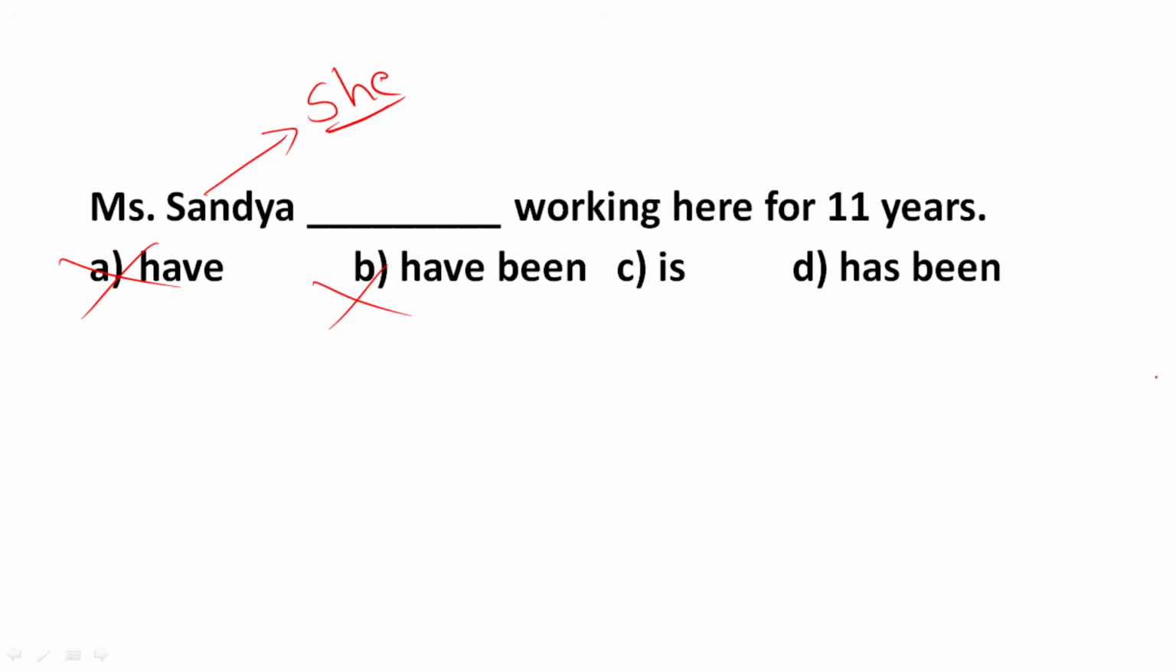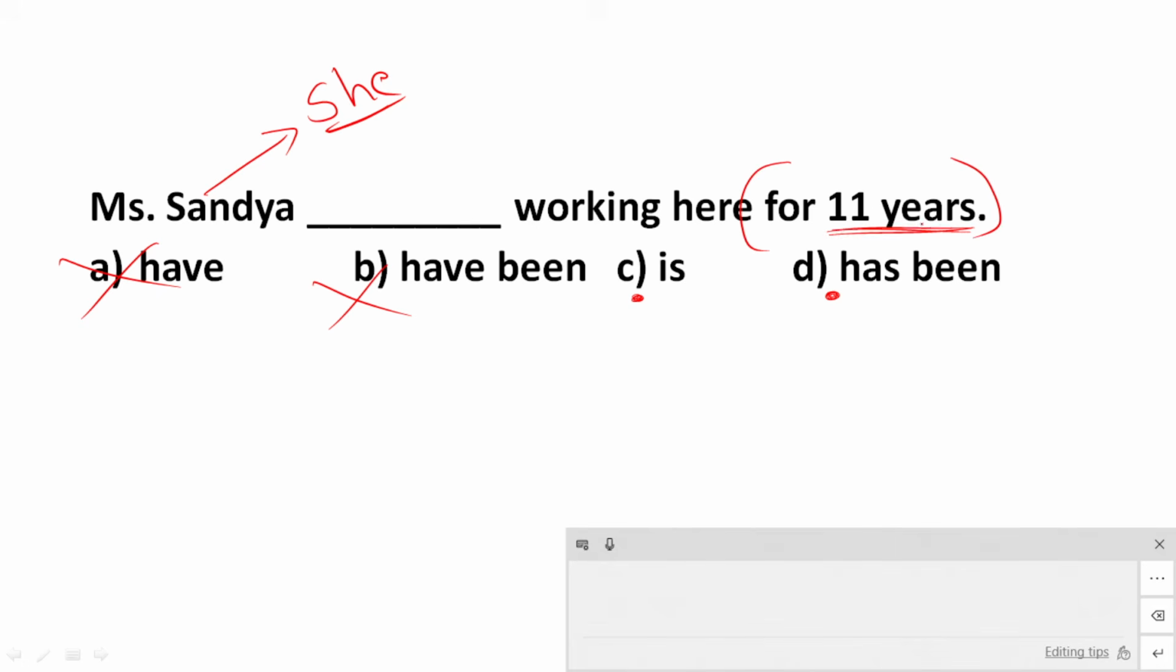Now there are two ways I can use. One, Miss Sandhya is. Two, Miss Sandhya has been. There are more chances of both the options. Am I right? Now I have to decide very wisely what is the right option. If you logically think, both are correct. Miss Sandhya is working here is correct. Miss Sandhya has been working here is correct. Both are correct. But if you see here, there is a hint: for 11 years.